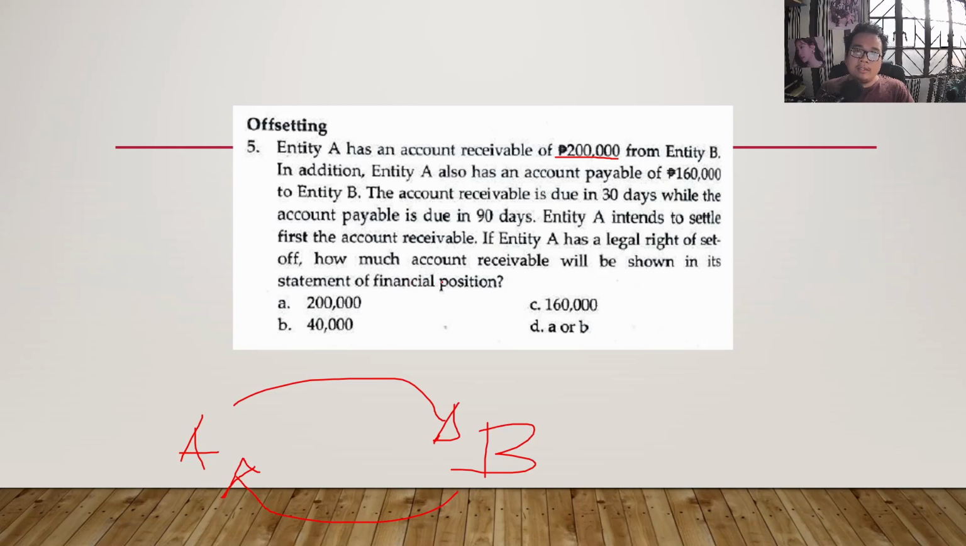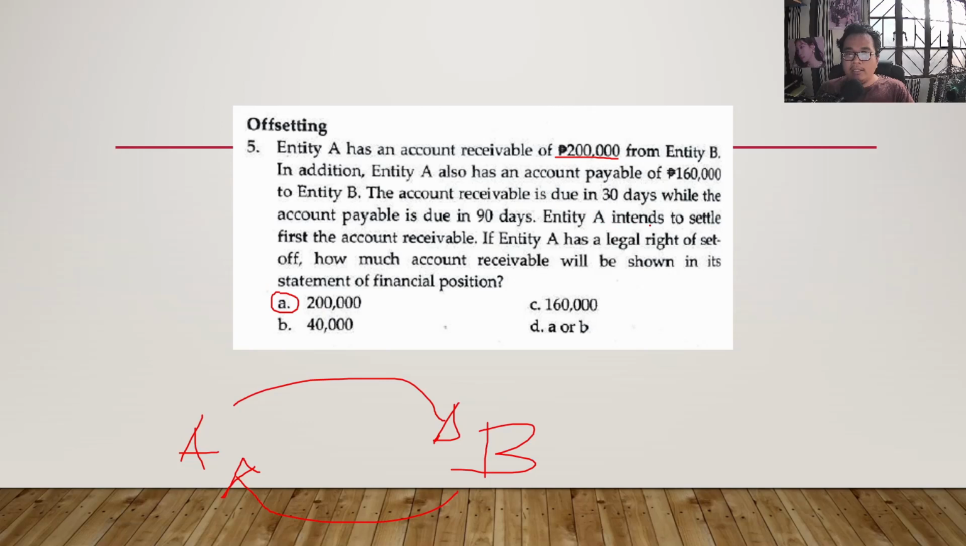So mababawasan ba tong 200? Magiging 40 lang ba siya? Kasi 200 minus 160, so 40 na lang ba siya? Or baka yung 160 lang? Di ba? Ang magiging answer, 200 pa rin. Walang nangyaring offset. Bakit? Kasi ang sabi lang dito, entity A intends to settle first the accounts receivable.